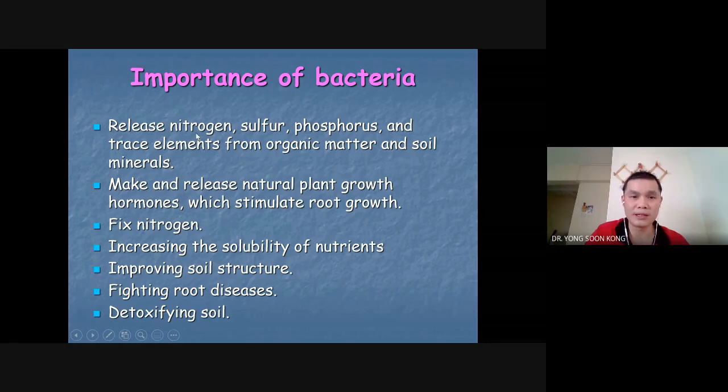Now, not only can they recycle nitrogen, they can virtually recycle every single nutrient that's available inside the organic matter. One of them is nitrogen, probably phosphorus, and other trace elements. These other trace elements include the so-called macro or micronutrients as well. Okay, and then they release it. So once they release it, it is readily available for plants.